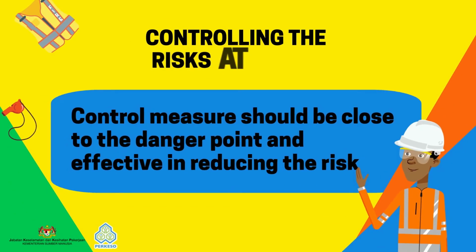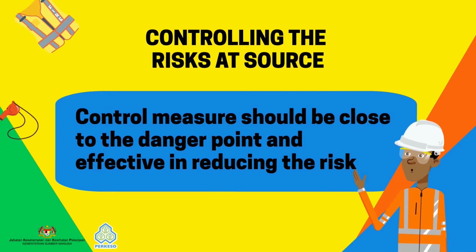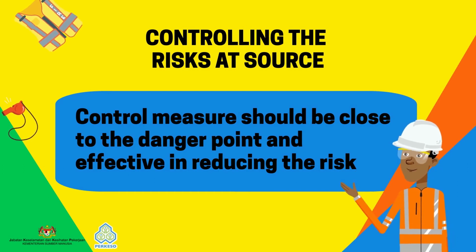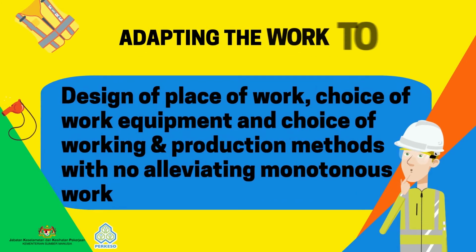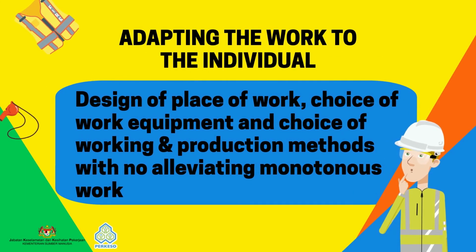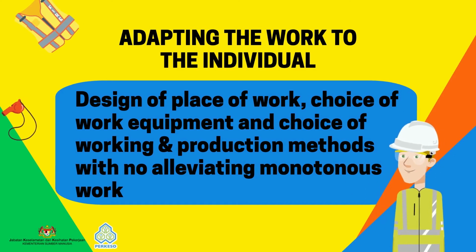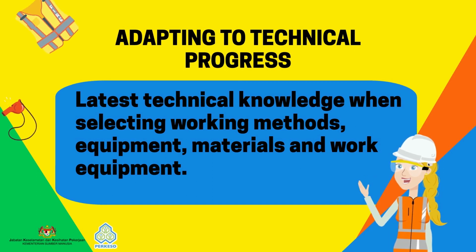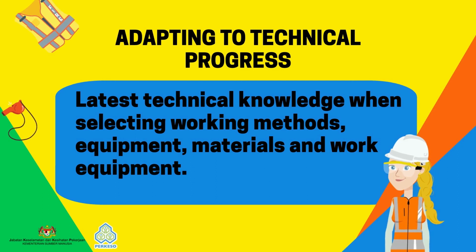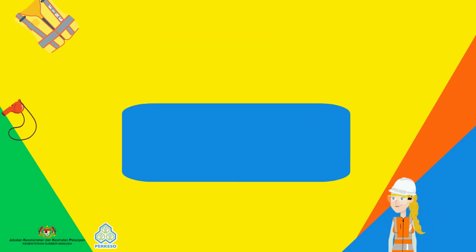Controlling the risks at source. Control measures should be close to the danger point and effective in reducing the risk. Next is adapting the work to the individual. Design of place of work. Choice of work equipment and choice of working and production methods, with a view to alleviating monotonous work. Adapt to technical progress. Use the latest technical knowledge when selecting working methods, equipment, materials and work equipment.